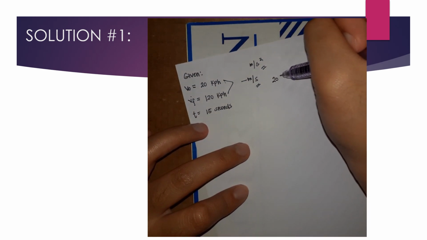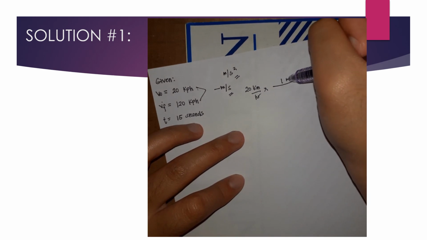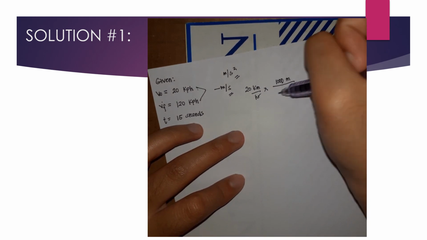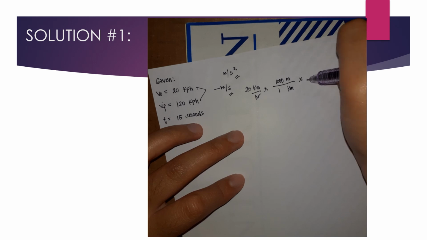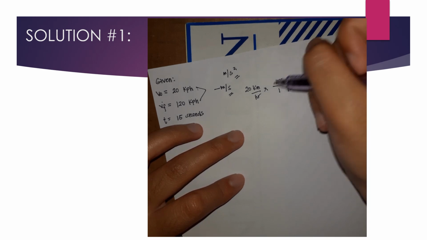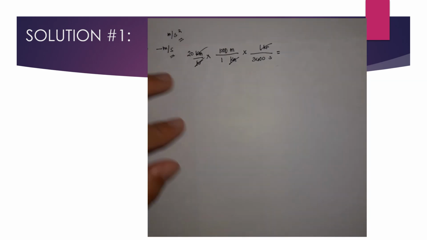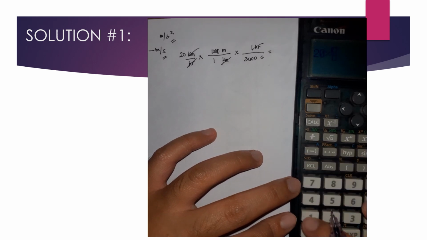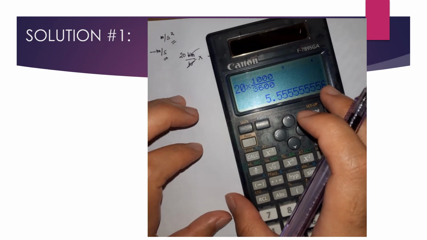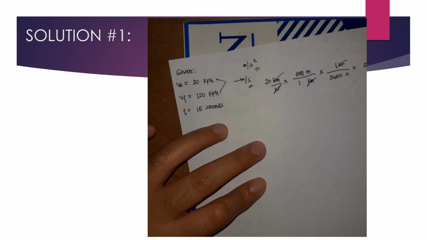So converting it to meter per second, we have our 20 kilometer per hour, which we all know that 1,000 meter is equivalent to 1 kilometer. So multiplied by 1 hour, which is equivalent to 3,600 seconds. So cancel. And we have 20 times 1,000 over 3,600. So 5.56 meter per second.